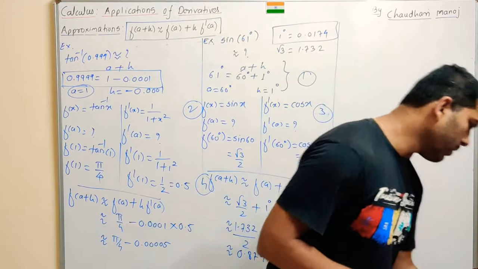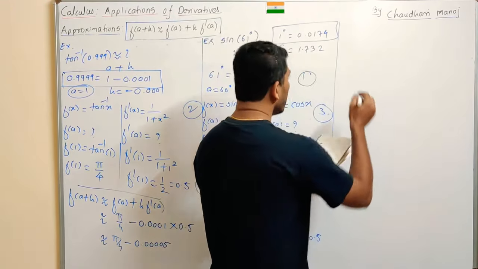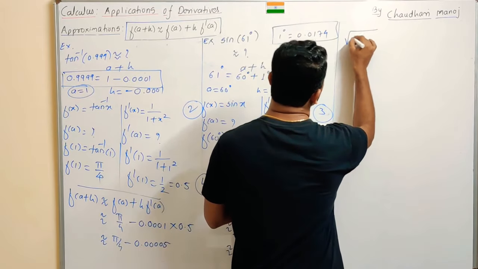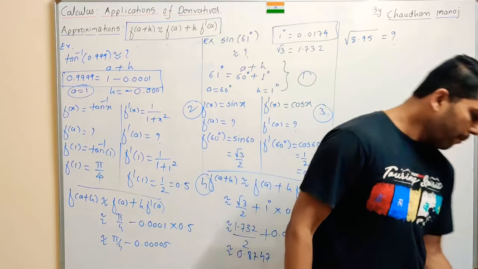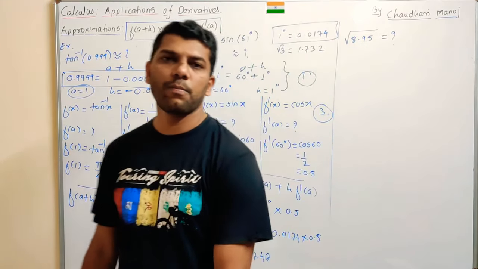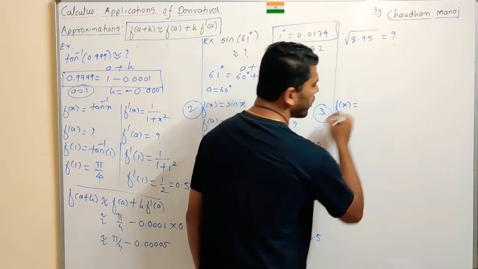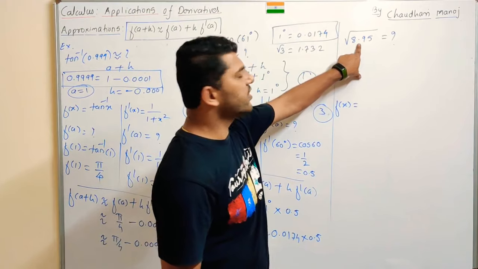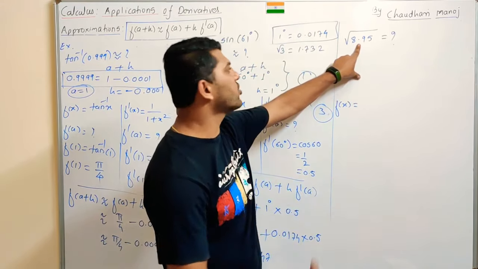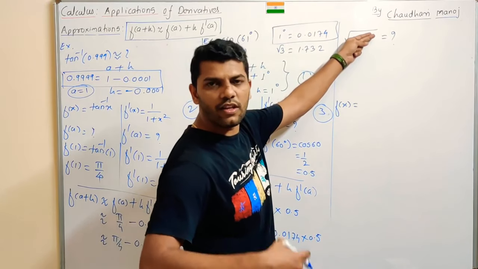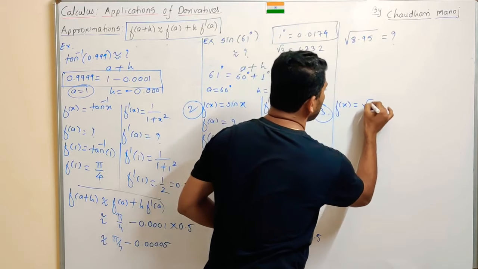Okay, so let me cover an algebraic case that we have not yet covered. So let's try to find the approximate value of under root 8.95. Okay, so let me define the function first. How to define the function, friends? It's very simple. This is the value that you have to crack. This is the value that you have to split into 2 parts, like a plus h. So treat this as an x, and you can easily guess the function. The function is root x.